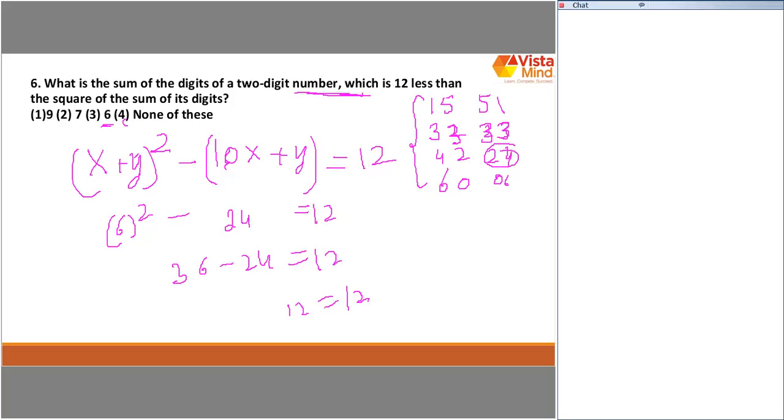I will not discuss those methods without using the options. The reason being, in the paper we are given the options. If the parent equation has to be solved, you have to open up everything, that is x square plus y square plus 2xy equals this, and solve the equation. Then you have to hit and trial the value.